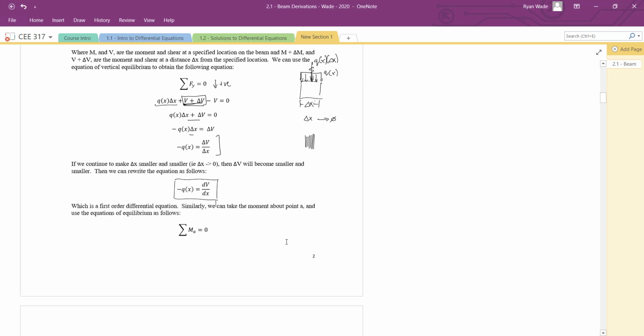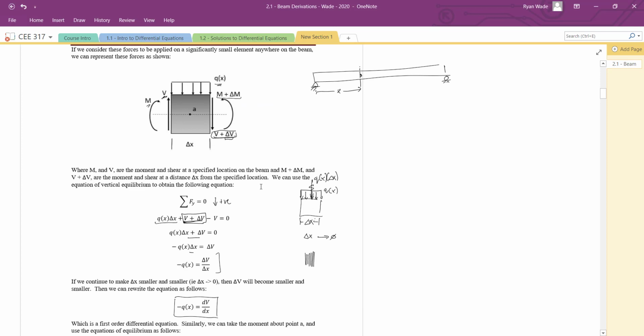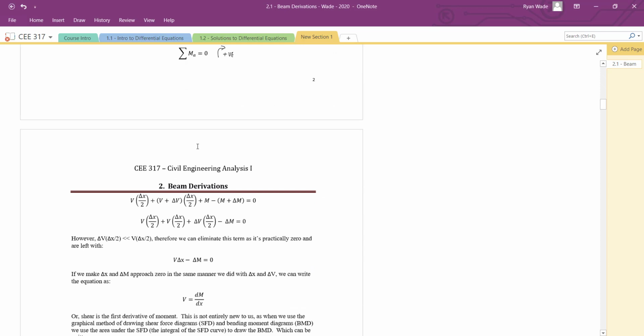Similarly, if I take the moment about that point A, and I say that's positive, so I go back up here, and I'm going to take the moment about this. I'm going to draw that element over here again real quick so I can show what I'm doing. V, M, delta V, or V plus delta V, and then M plus delta M, and that's delta X. And then we had our Q at X right there.